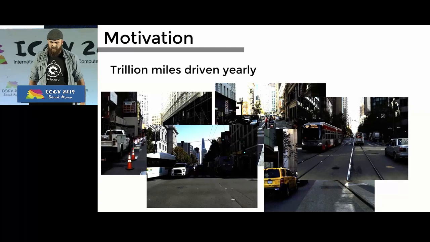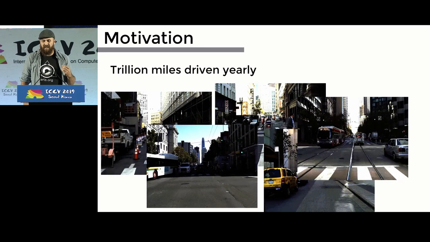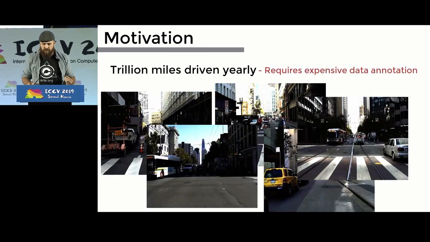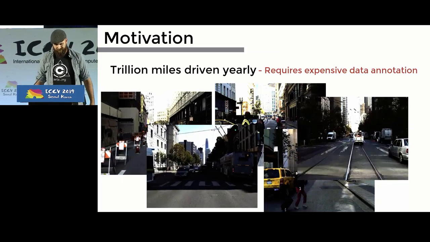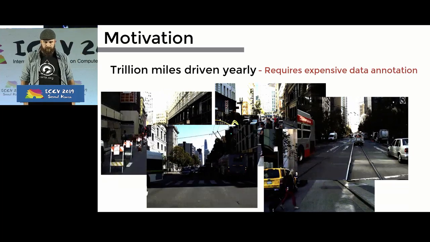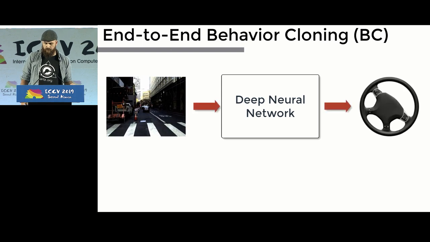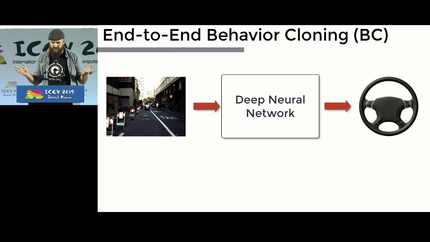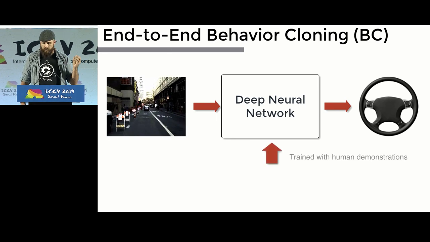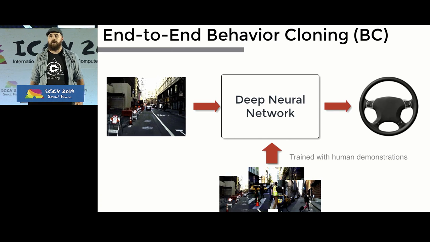So the US alone can produce yearly a trillion miles of driving data. This data, however, cannot be used to enhance autonomous driving systems without the previous time-consuming data labeling. A potential solution to that is to train a single neural network that can directly map sensor data into actions. This process could use all available human demonstrations, and this technique is called end-to-end driving through behavior cloning.